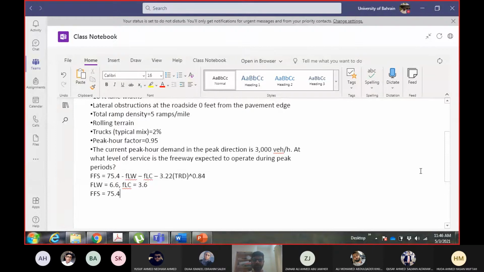75.4 minus 6.6 minus 3.6 minus 5 to the power 0.7. The answer is 52.75.